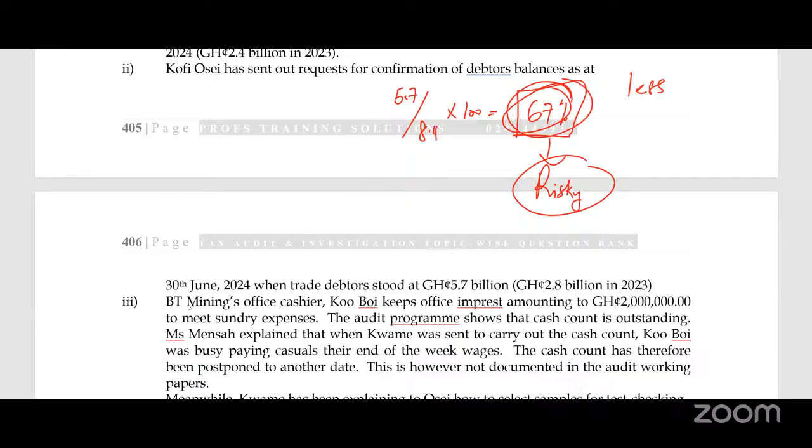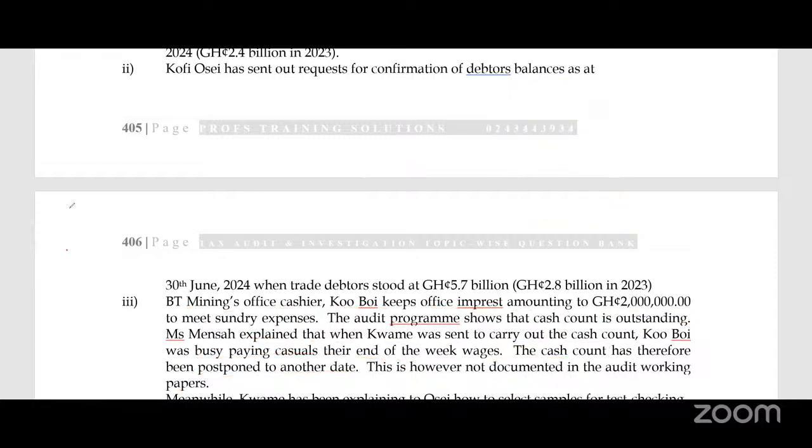Now, BT Mining's office cashier, Cowboy, keeps office imprest amounting to 2 million to meet sundry expenses. The audit program shows that the cash count is outstanding. That means there's no cash count. And Miss Mensah, the supervisor, explained that when Kwame was sent to carry out the cash count, Cowboy was busy paying casuals their end of week wages. The cash count has therefore been postponed to another date. This has not been documented in the audit working papers. Why is there no documentation? Does it represent quality? No. So how would we know that was done?